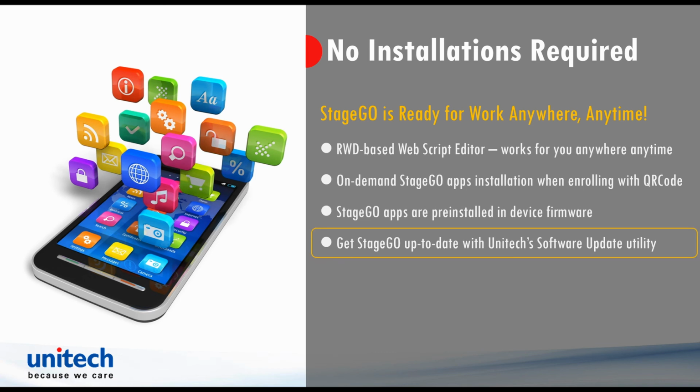At Unitech, we also provide a number of tools to ensure IT admins can get their StageGO app up to date if they wish. First, when devices enroll with Android Enterprise, the StageGO app will be automatically updated to the latest version during the setup process. Then, during the daily operations of the device, Unitech also provides the software update utility to give IT admins the ability to auto-check and install StageGO updates.